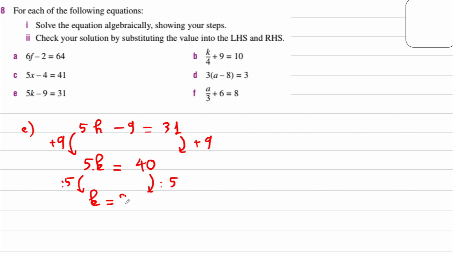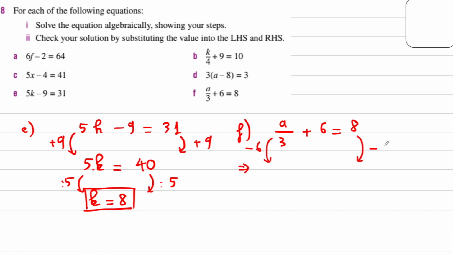40 divided by 5, you got 8, and then we're done. Question F: a divided by 3 plus 6 equals 8. First thing, I will subtract 6 from both sides. a divided by 3 equals 8 minus 6, which is 2. And the operation here is a divided by 3.